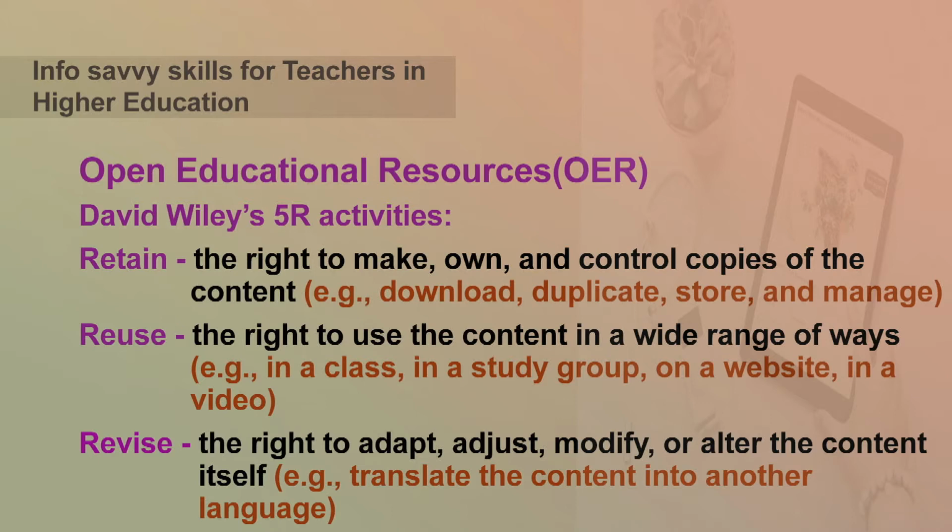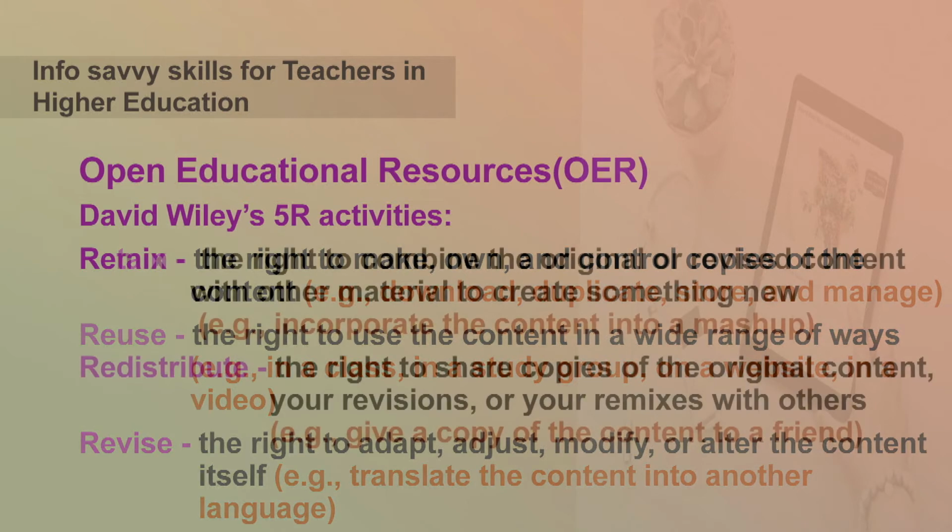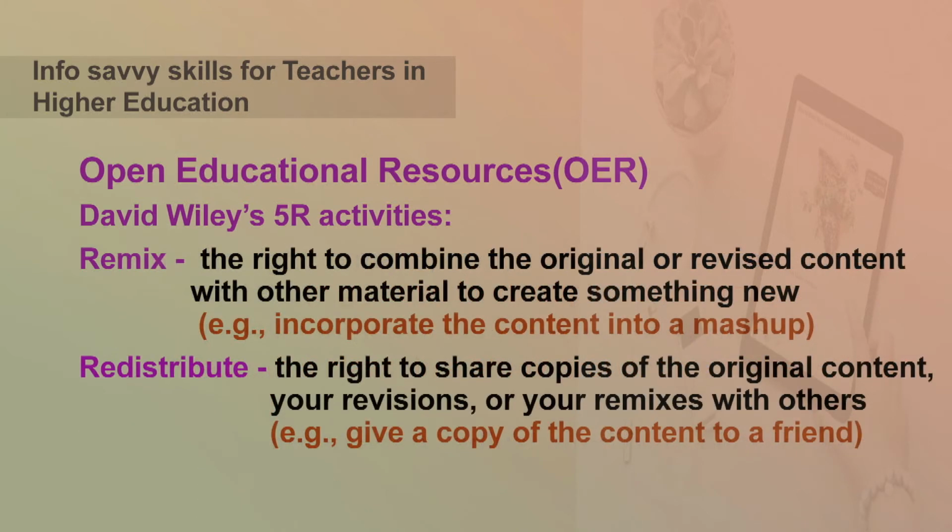The next R is revise, the right to adapt, adjust, modify or alter the content itself. For example, if I have downloaded some content, I should be in a position to edit that content, to translate that content. The next R is remix, the right to combine the original or revised content with other material to create something new. And the last R is redistribute, the right to share copies of the original content, even your revisions or your remix, with others.